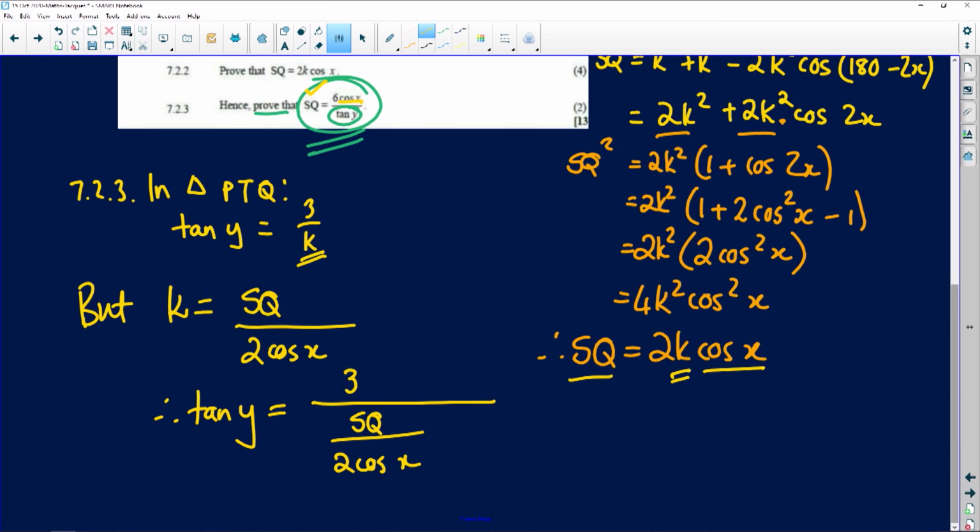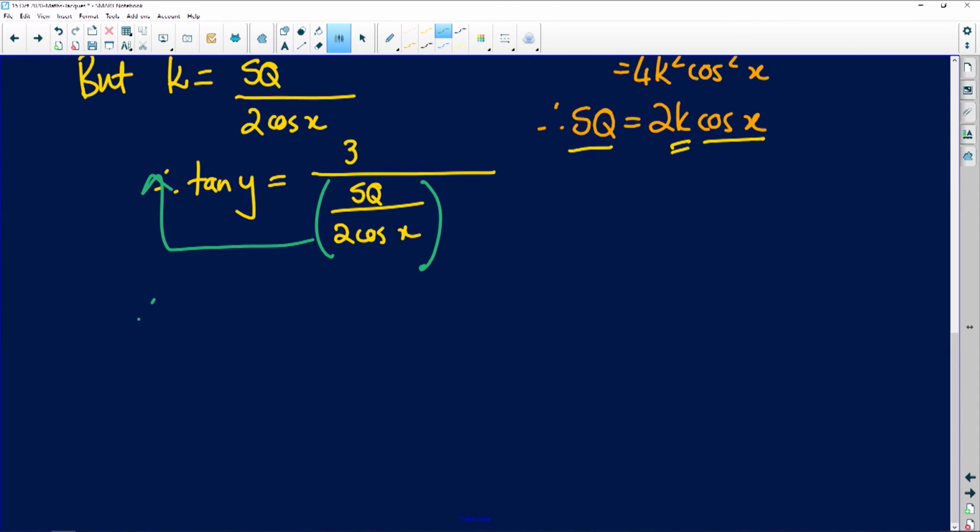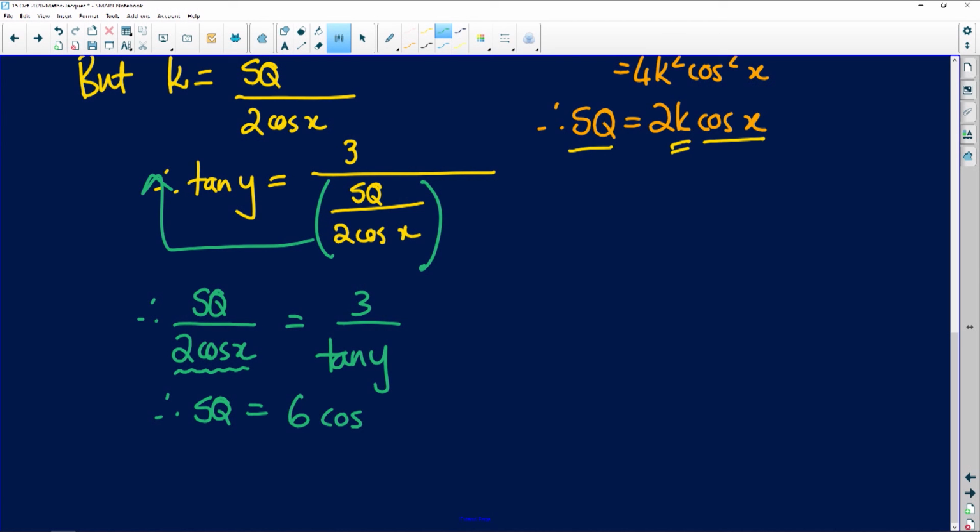We just formed an ugly fraction. We call these complex fractions. So what am I going to do? I'm going to multiply this whole thing across to the other side, and I'm going to divide by tan y. You can see from the answer that's where we have to go. So I'm going to say, therefore, SQ divided by 2 cos x is equal to 3 over tan y. And all that's left is to get SQ by itself by multiplying 2 cos x both sides. So SQ is indeed 6 times the cosine of x divided by the tan of y.